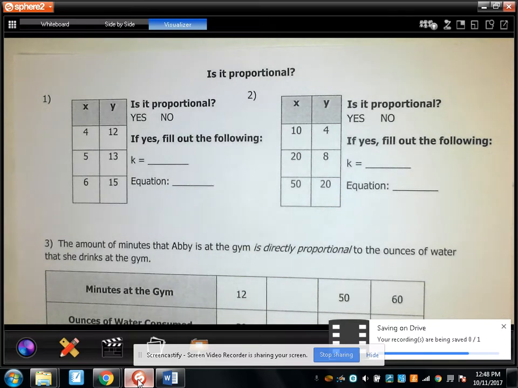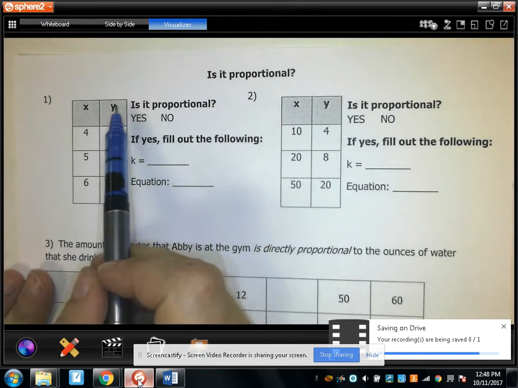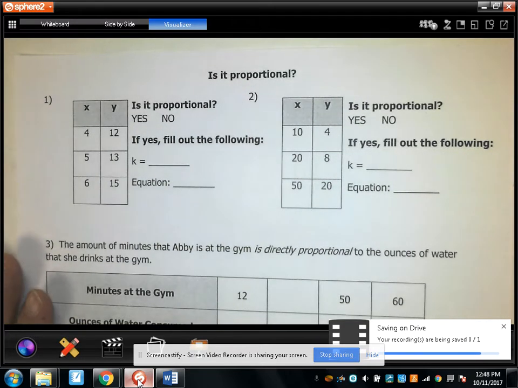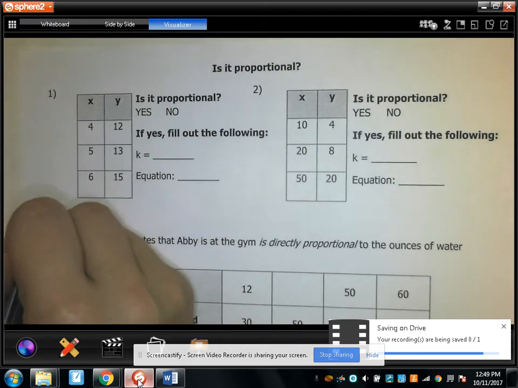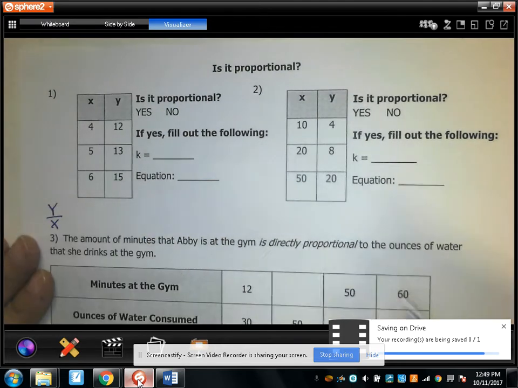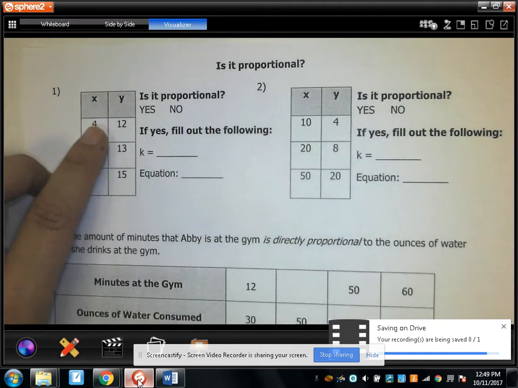In this video, I'm going to go over how to determine if a relationship is proportional, how to find the constant of proportionality, and how to write an equation for a proportional relationship. So in order to find out if a table is representing a proportional relationship, you need to do y divided by x for each pair of y and x.